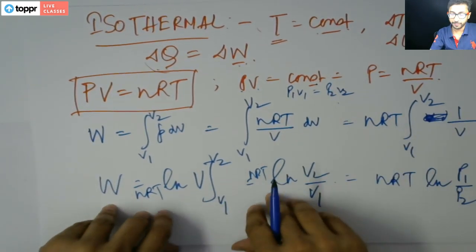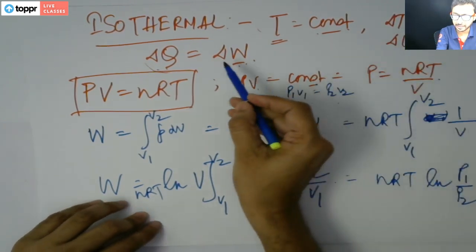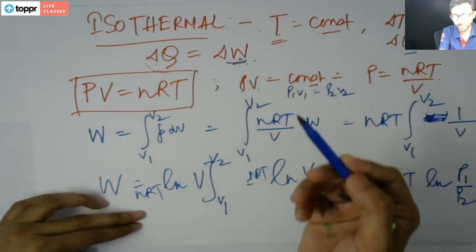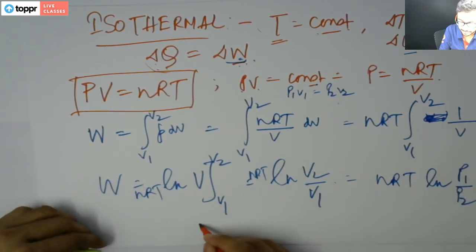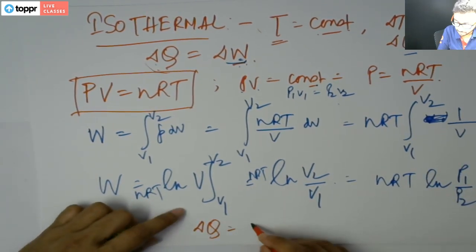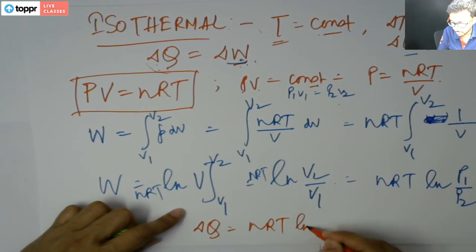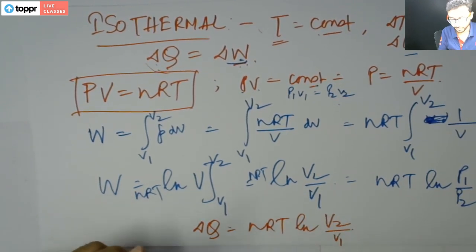Okay, fine. And del U is 0, del Q will also be equal to this. So del Q we can also write as nRT log V2 by V1.